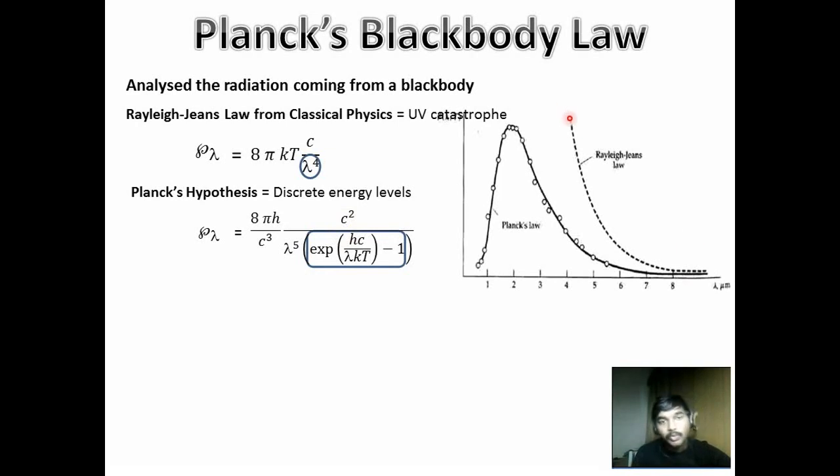So this is the 1 by lambda to the power 4. This is the wavelength plotted on the x-axis. This is the power plotted on the y-axis. This is what the Rayleigh-Jeans law tells you. So if you get close enough to 0, the 1 by lambda to the power 4 behavior makes sure that this goes to infinity very soon. This just blows up.